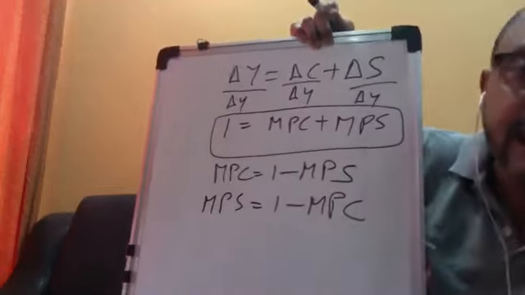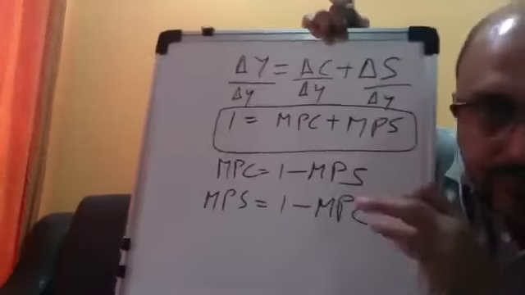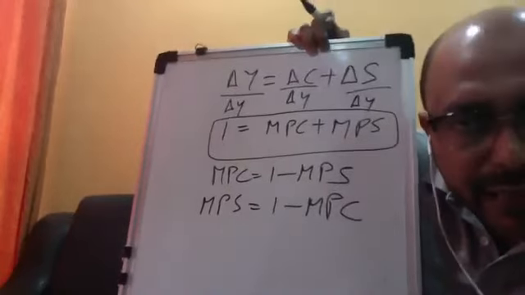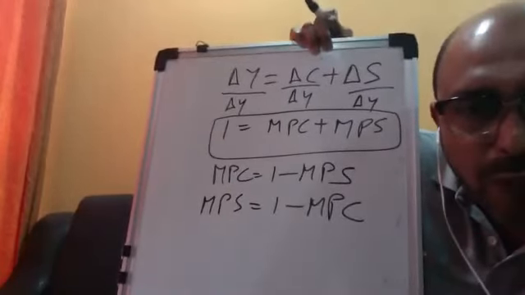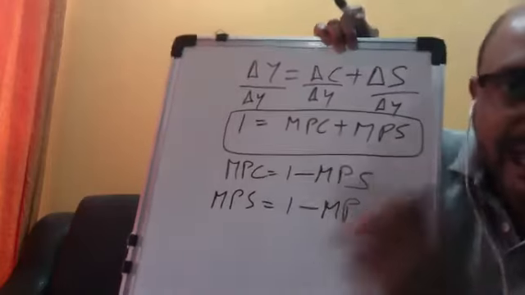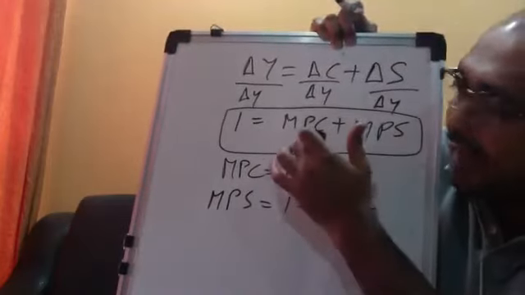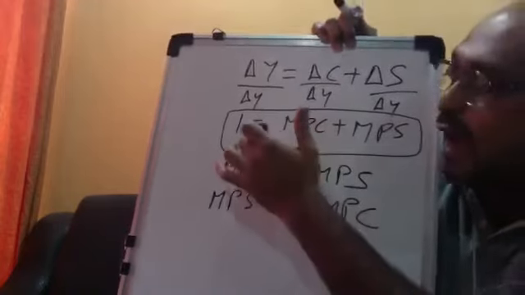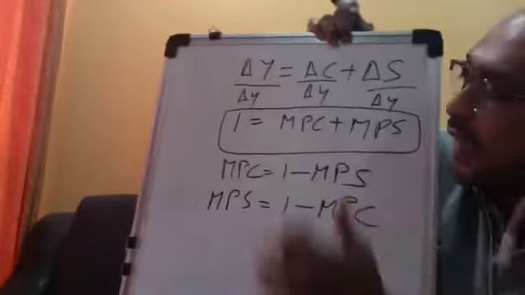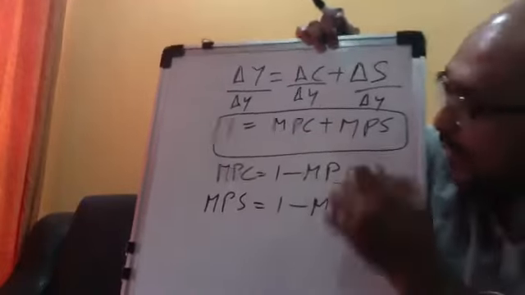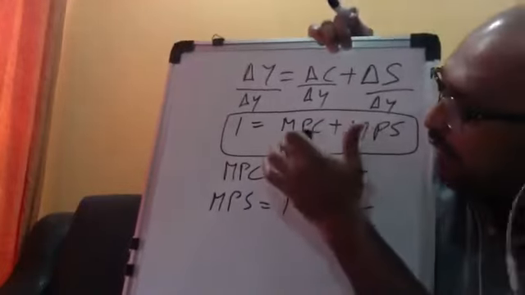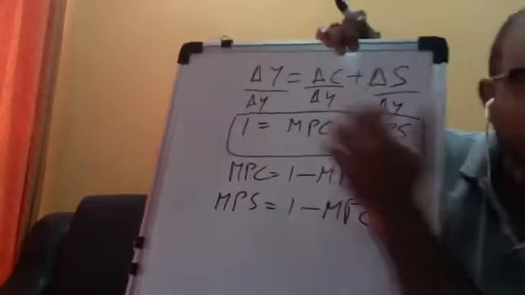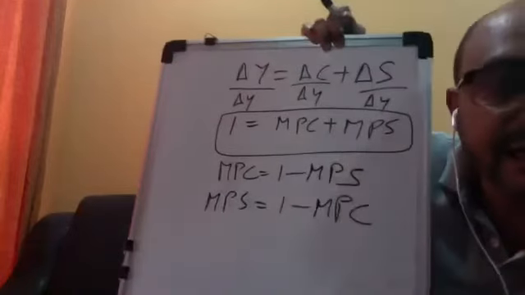Use your common sense. B is MPC and we know the range: it is greater than 0 but less than 1. So it is a fraction. Now if it is a fraction, the residual of 1 has to be MPS. Say this is 0.8, it has to be 0.2. If it is 0.5, it has to be 0.5. If it is 0.2, it has to be 0.8. That is why I am saying that it is an identity.